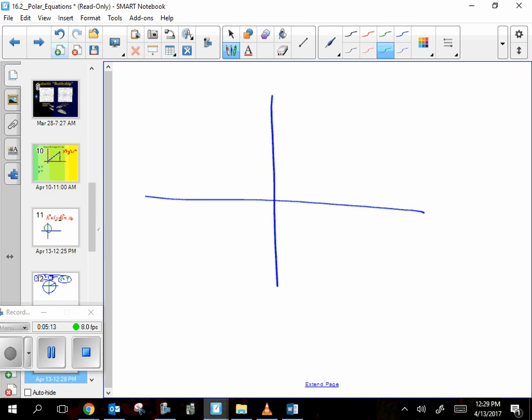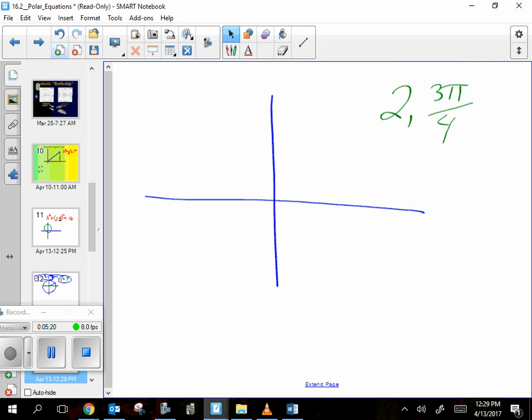People have usually no trouble finding this, 2 comma 3 pi over 4. Everybody find that spot. It's not difficult. If you have caught on to polar at all from yesterday, this part should be easy.